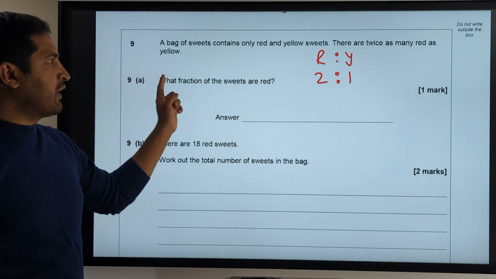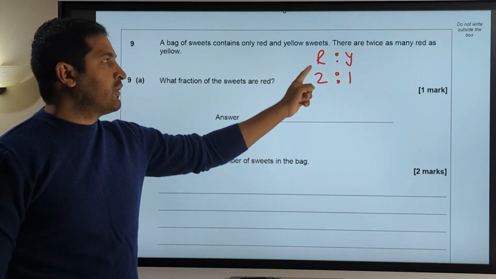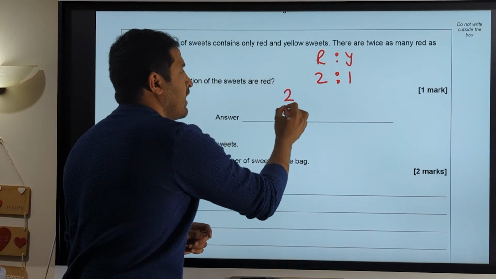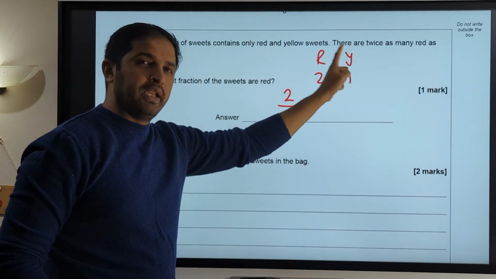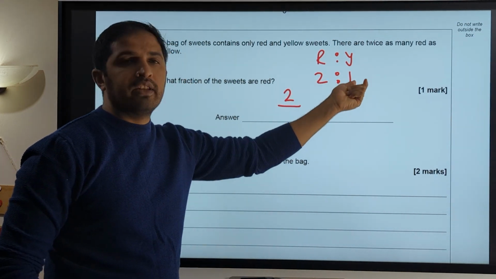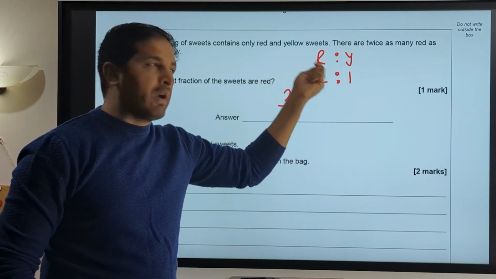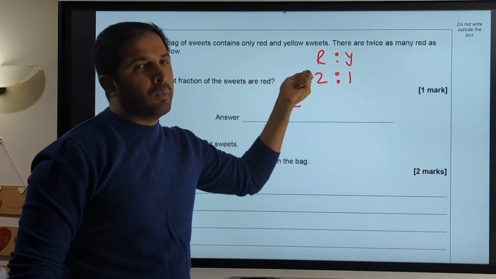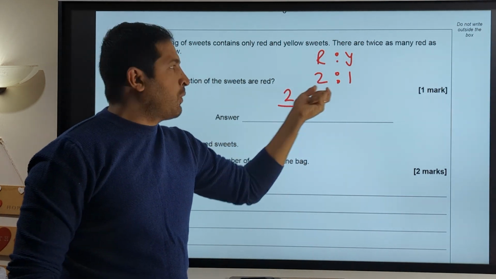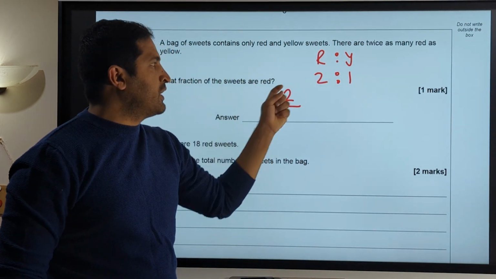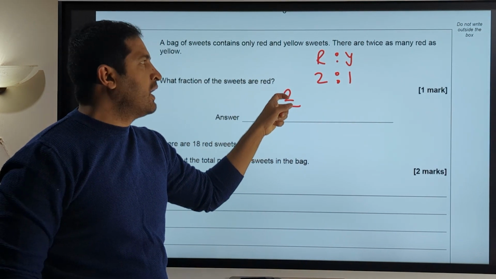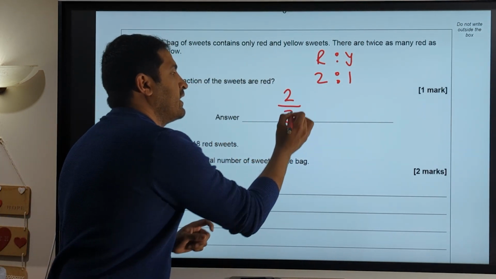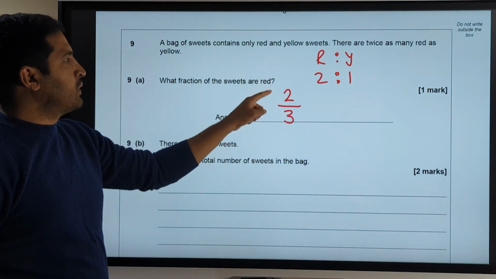And we need to write down the fraction of the sweets that are red. So there are 2 reds out of 3 sweets in total because there's 2 reds and 1 yellow. So in a bag, if you have one yellow, you will have two red. If you have two yellows, you will have four red. So red's always going to be double. So 2 parts are always going to be for the red out of 3. So the fraction that you need is 2/3.